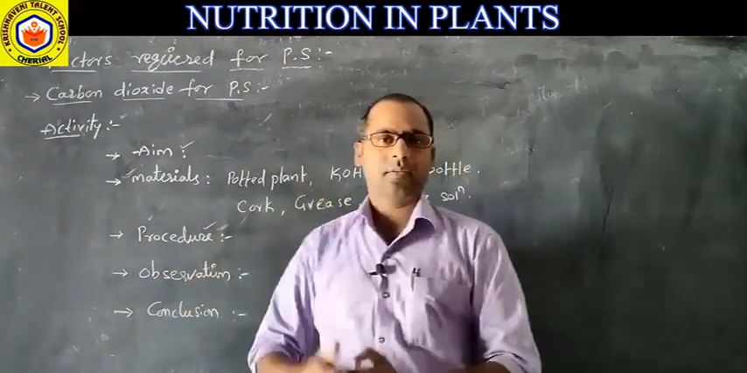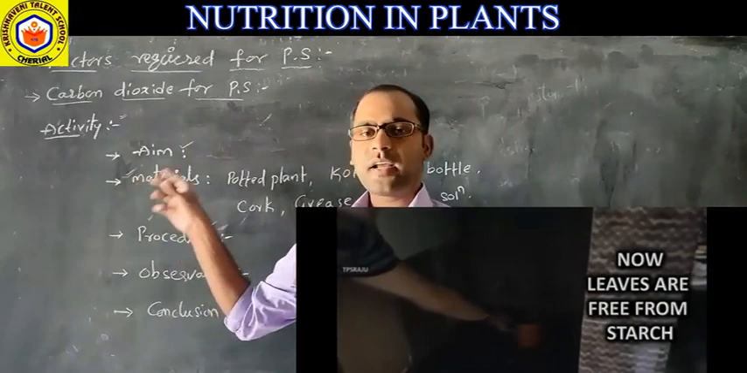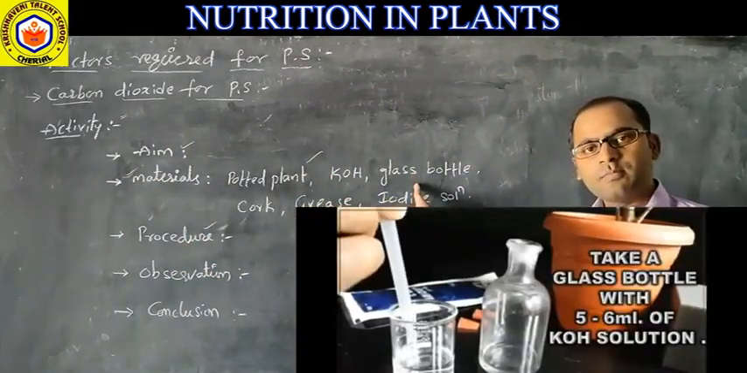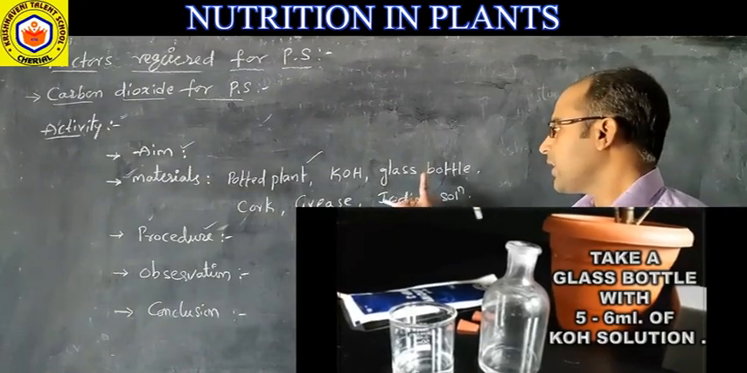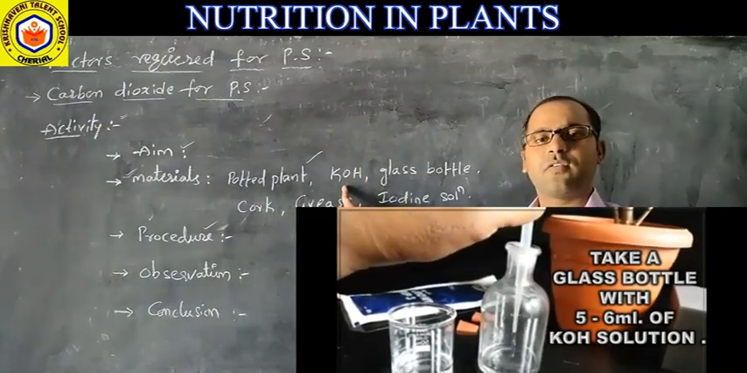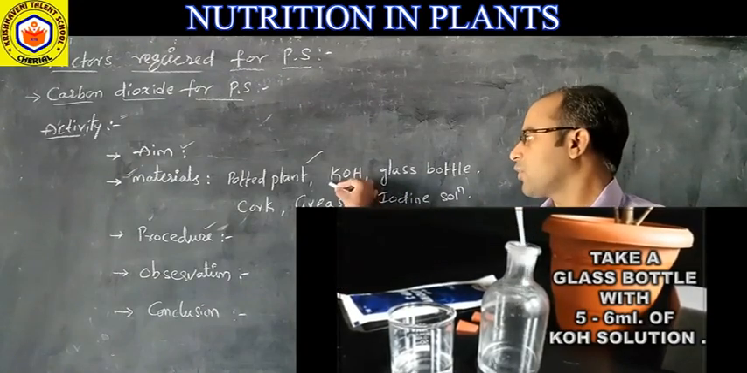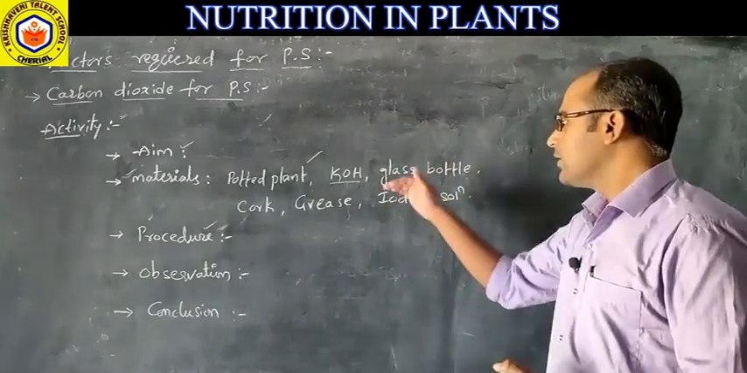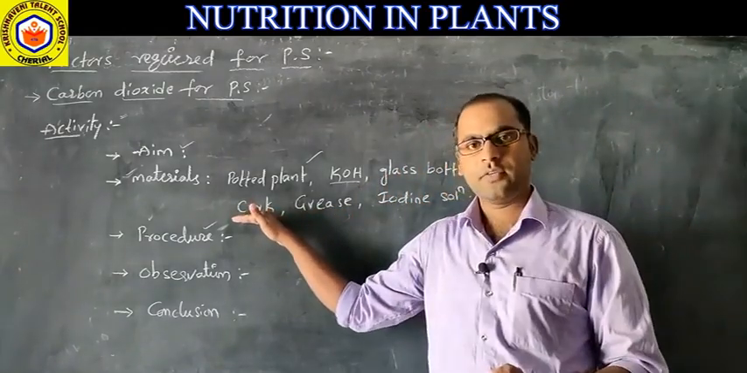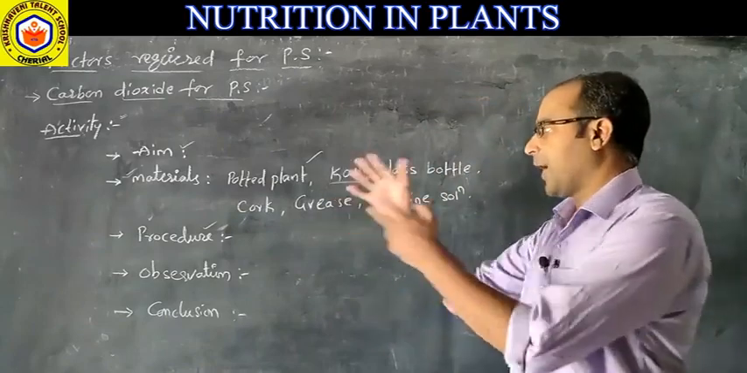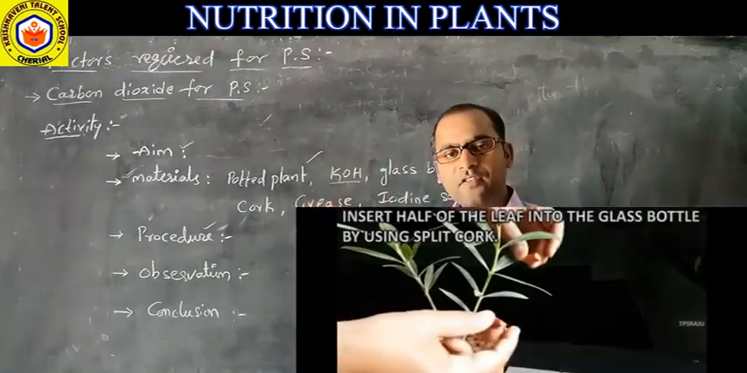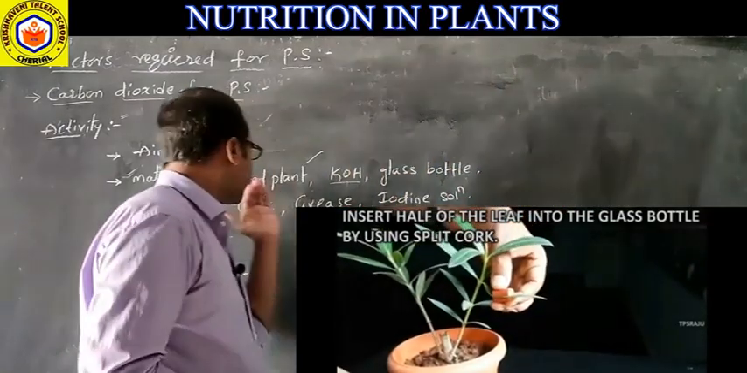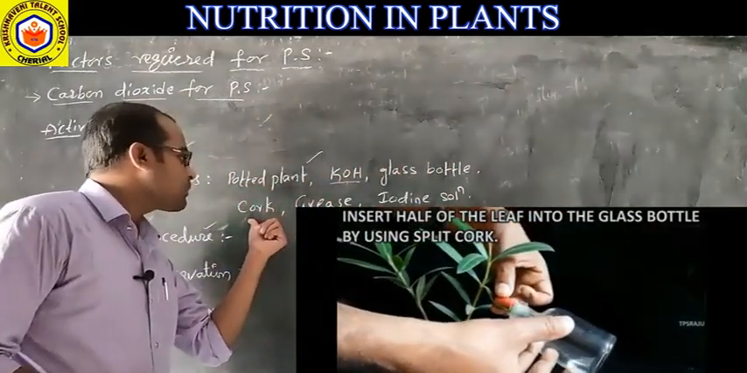Then take that plant, and let us take a bottle. The potted plant is de-starched, and let us take a transparent glass bottle. In this, let us take 5 to 6 ml of potassium hydroxide solution or a little amount of potassium hydroxide pellets. Then fit it with a split cork. Then take the leaf from the potted plant. The leaf should not be detached from the potted plant. Insert the leaf into the glass bottle through the split cork.